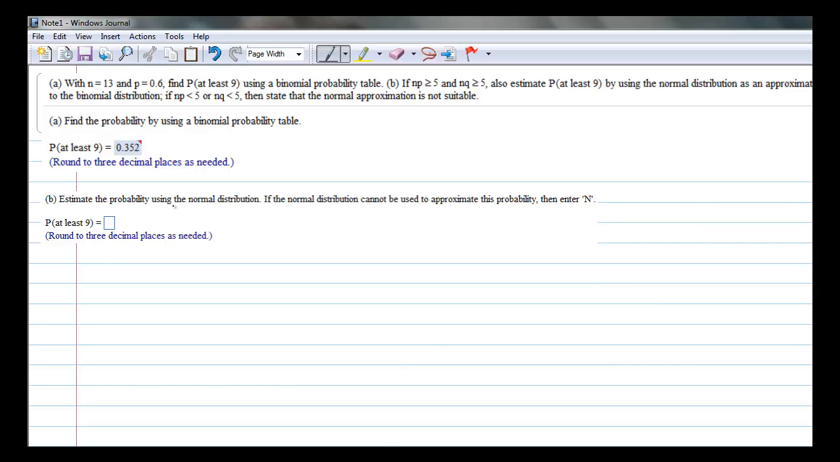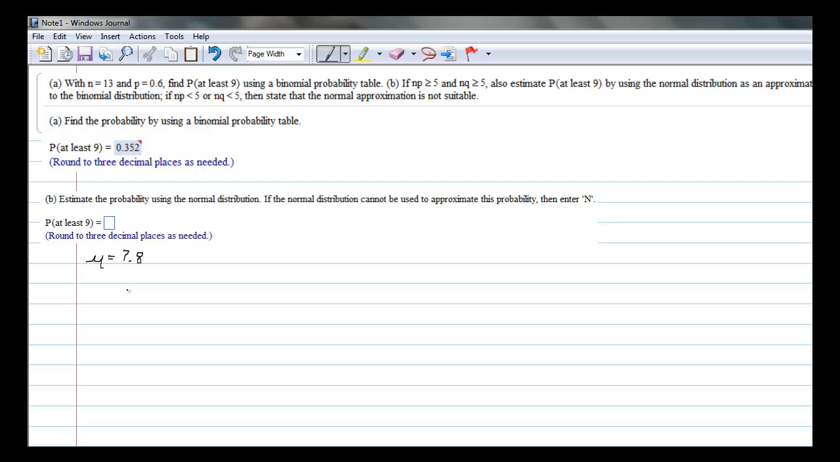So the first thing we want to do if we're going to use the normal distribution is calculate the mean and the standard deviation. Now our mean in the binomial distribution is np. So we're going to take n times p, and for our mu we already multiplied it on the calculator, we get 7.8. So I'm just going to write that we have mu equal 7.8.